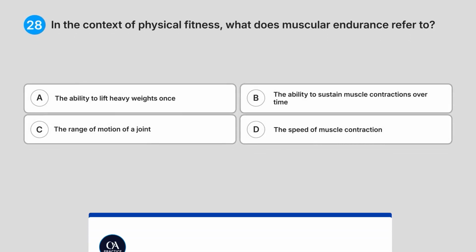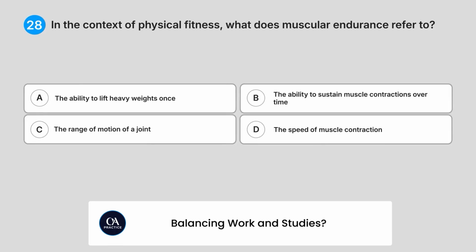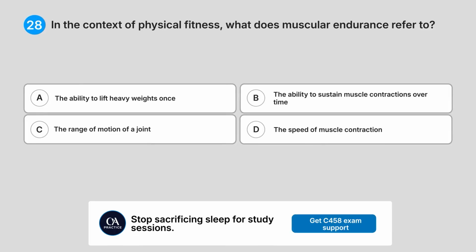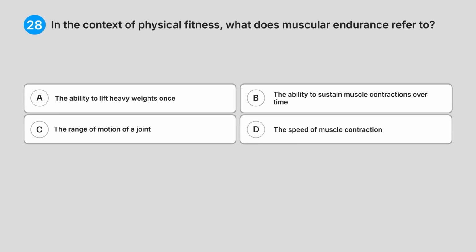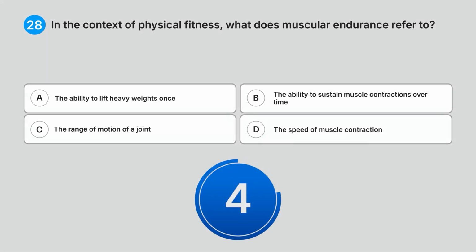28. In the context of physical fitness, what does muscular endurance refer to? A. The ability to lift heavy weights once. B. The ability to sustain muscle contractions over time. C. The range of motion of a joint. D. The speed of muscle contraction. What do you think is the answer?